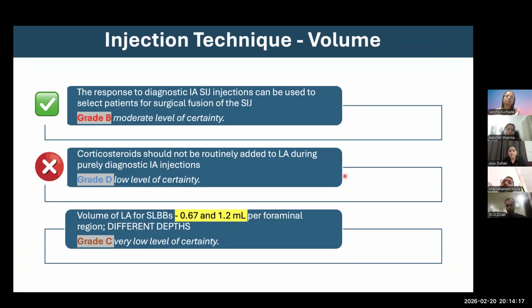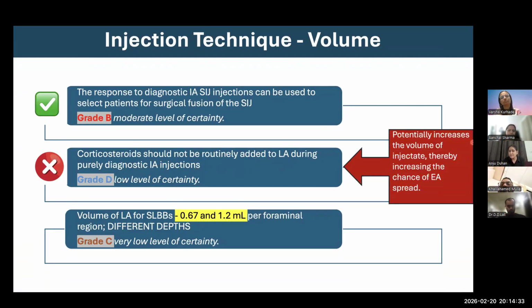The response to diagnostic intra-articular injections can be used to select the patients for surgical fusion of the SIJ. Corticosteroids should not be routinely added to local anesthetic during purely diagnostic intra-articular injections, as they may potentially increase the volume of the injectate, thus resulting in extra-articular spread. Volume of local anesthetic for sacral lateral branch blocks can range from 0.6 ml to 1.2 ml per foraminal region and should be performed at different depths.